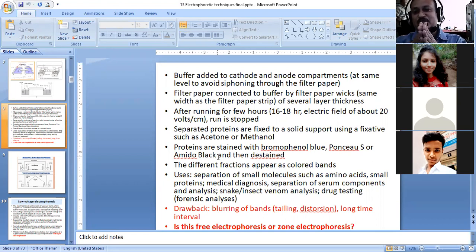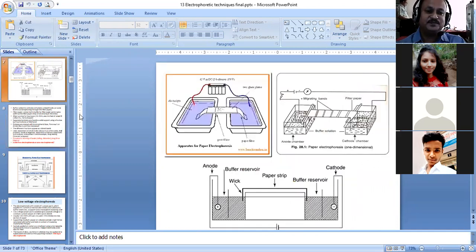What the fixative does is it will try to attach the proteins on the paper. Whatever separation has happened within the buffer, after stopping the electrophoresis, immediately when we put a fixative such as acetone or methanol, the sample components which are already separated in the liquid will be absorbed by the paper and then fixed on the paper. So this is something like a combination of free electrophoresis and zone electrophoresis, where on the paper you will get the zones of the components which are separated in the electrophoresis. Have you understood what I'm saying?